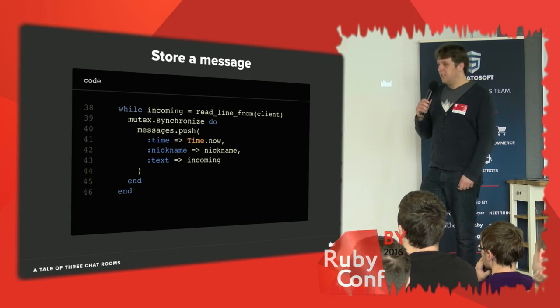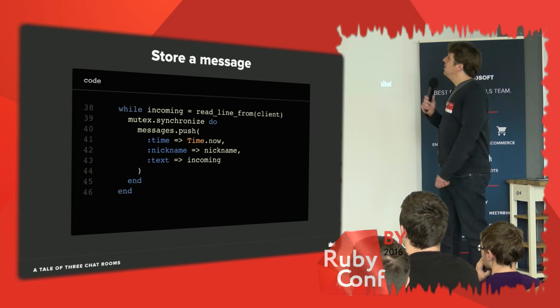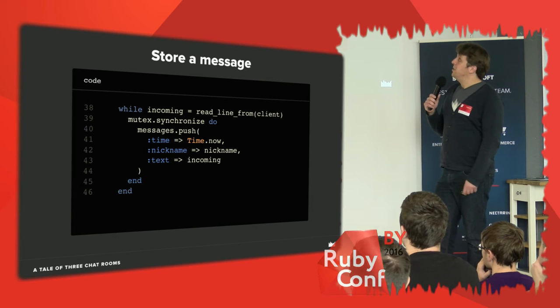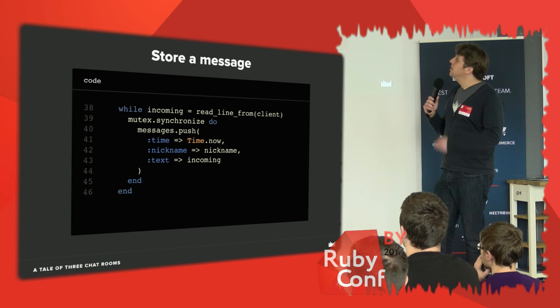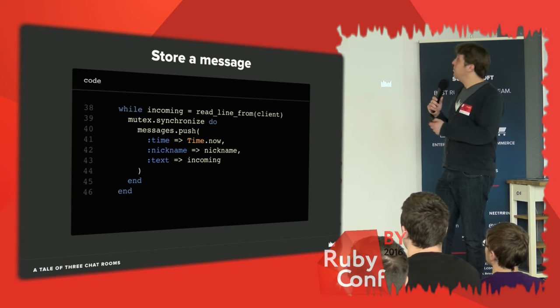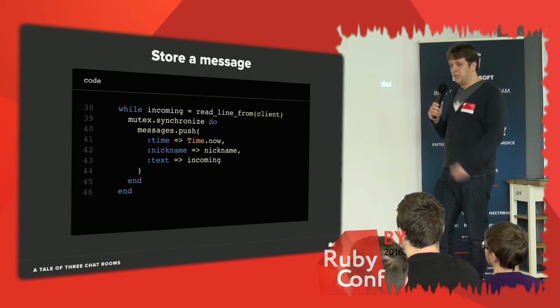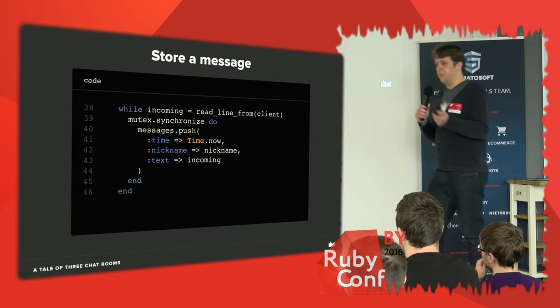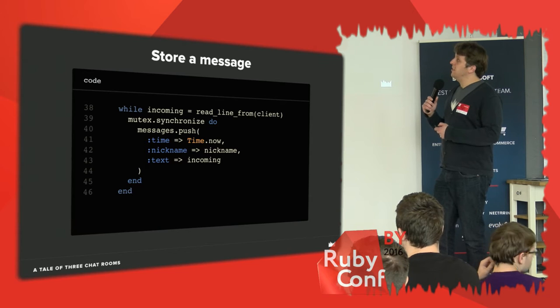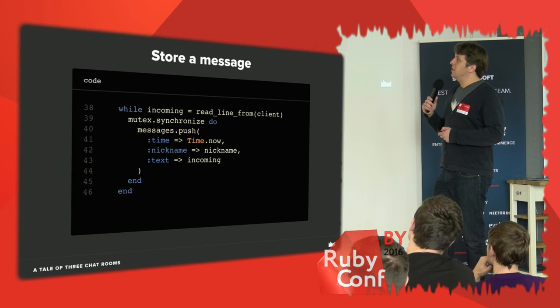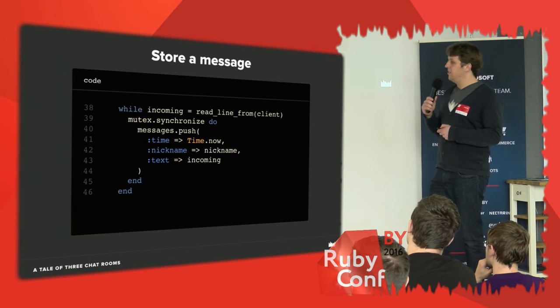So this is the code to read the message from the client. We start by starting a mutex.synchronize block. This locks the mutex and makes sure that other threads will have to wait before they push a message onto the messages array. And then we basically just add a message hash with some metadata, and this is the incoming text that somebody typed into their command line.